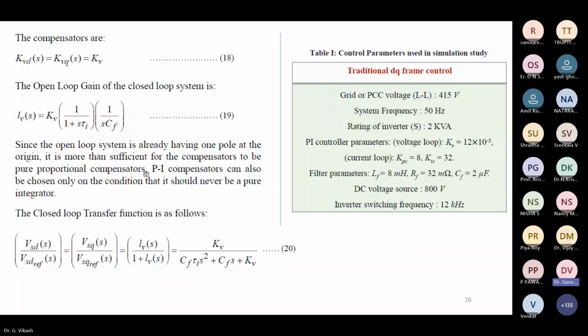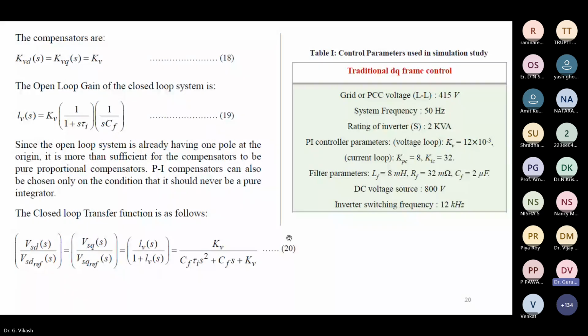PI compensators can also be chosen. We can use a PI compensator here also, but a P compensator is sufficient because we already have one S here, one pole at the origin. So that's why one P compensator is sufficient. And from that, finally the closed loop transfer function is shown in equation 4.